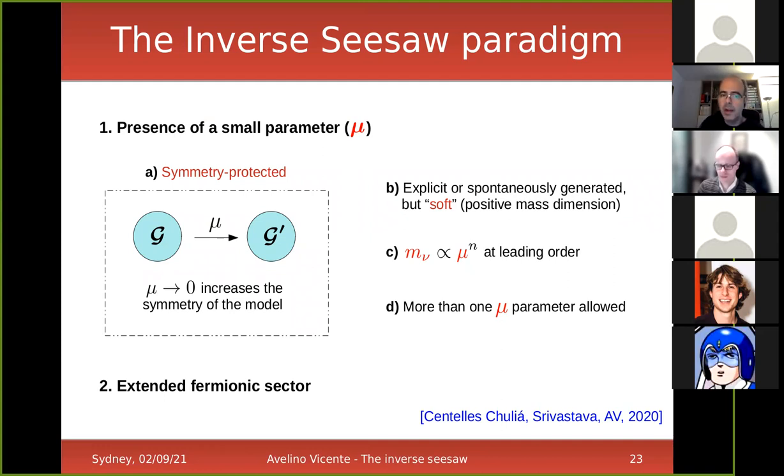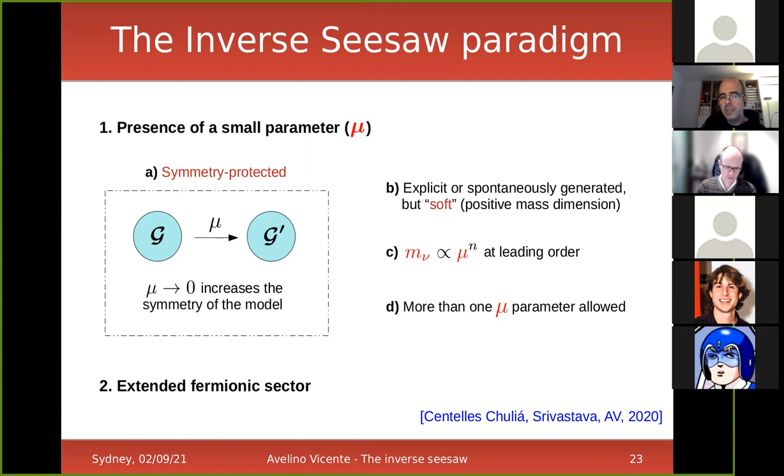And this small parameter has four ingredients that are very important. First of all, it has to be symmetry protected. This means that this parameter mu breaks a symmetry that I call here capital G down to another symmetry which is called here G prime, which can be 0. So it can also be no symmetry at all.